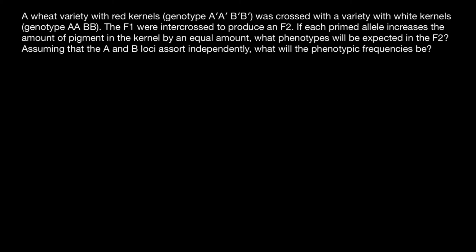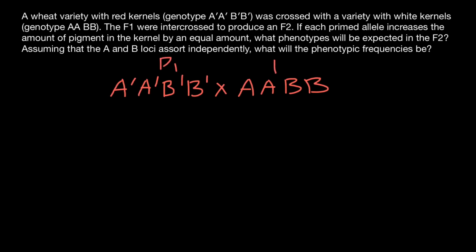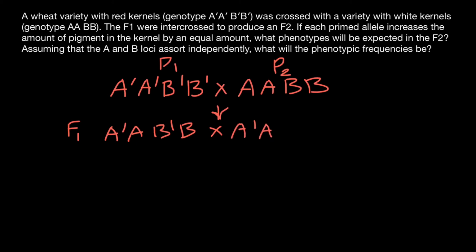And here is how we are going to solve this problem. One parent genotype A'A' and B'B', we cross with another parent whose genotype is AA and BB. So parent 1, parent 2. This is the parental generation, and this is how we are going to get the F1 generation. In the F1 generation, we are going to get only one genotype, which is A'A and B'B, which we intercross, meaning we cross with itself, A'A B'B with A'A B'B.